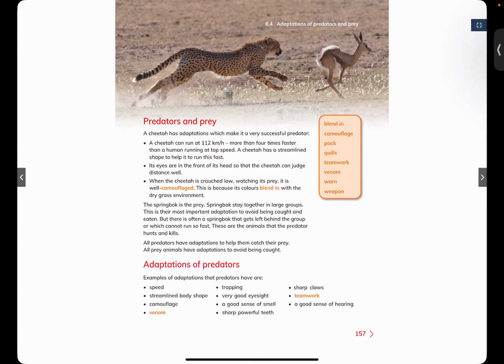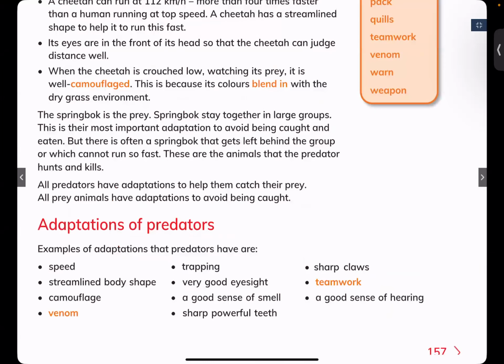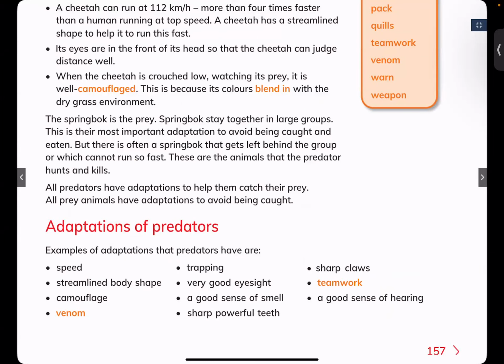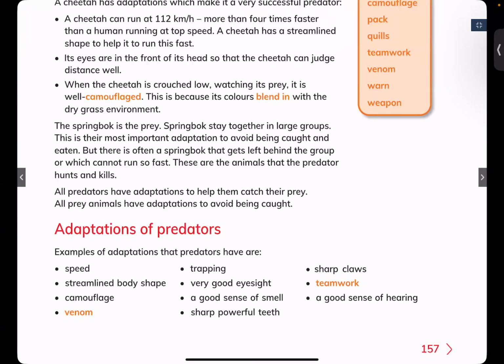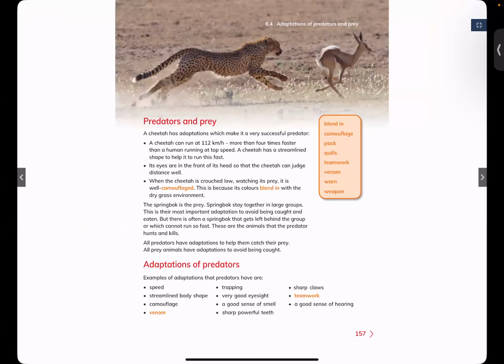Now, if we talk about the points, we see the adaptations of predators. The stronger ones are the speed, streamlined body, camouflaging, even venom, that is poison. They can trap, like how spiders trap. They have very good eyesight like eagles. They have good sense of smell. They have sharp, powerful teeth, sharp claws. They also work in a team, and they have good sense of hearing. So these are the things that you can work on.